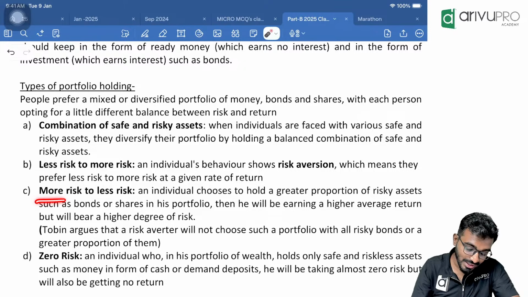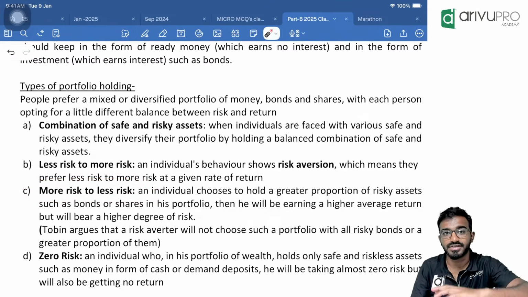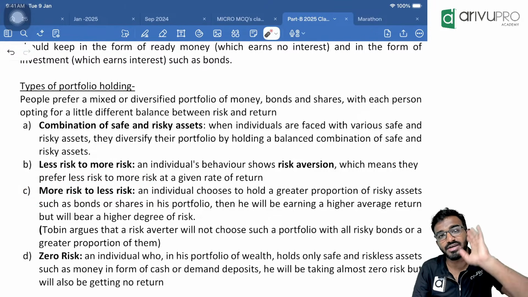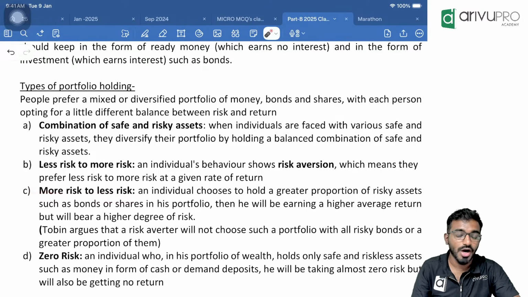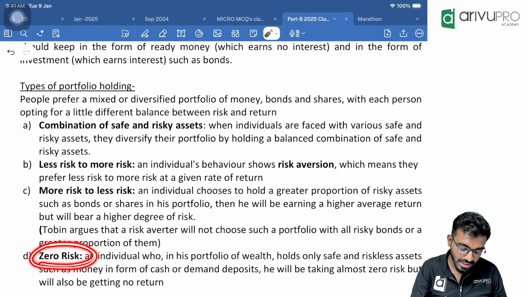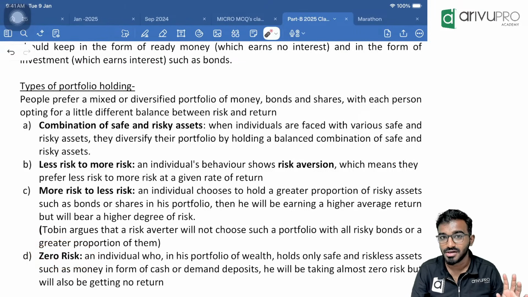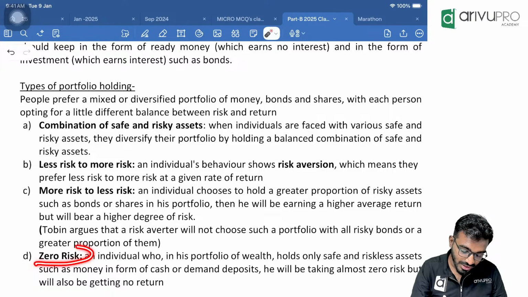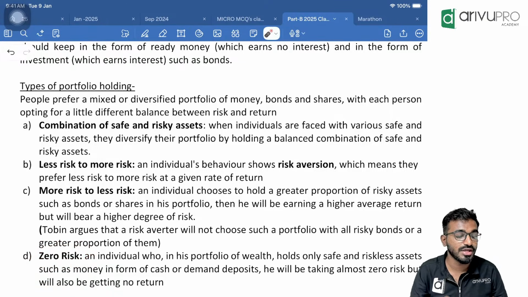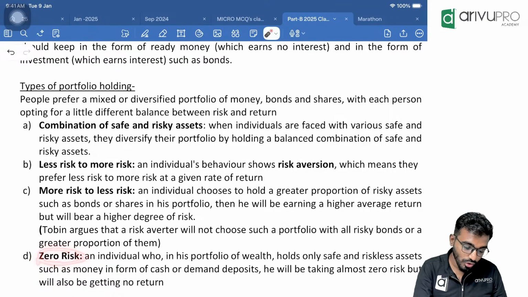Later, there is one more category, high risk category, more risk to less risk. Straight away enter the equity market, straight away enter the bond market. Later, you will cut down things. That is more to less. Or I don't even want a risk at all. Zero risk. I know that if I simply keep money in hand, it will not earn extra money. I will have high opportunity cost, but still I'm okay with that. I don't even want any return. Everything I will keep in my hand without taking any risk. That is zero risk. So 4 options are there.